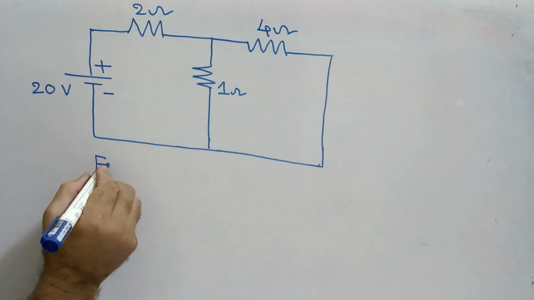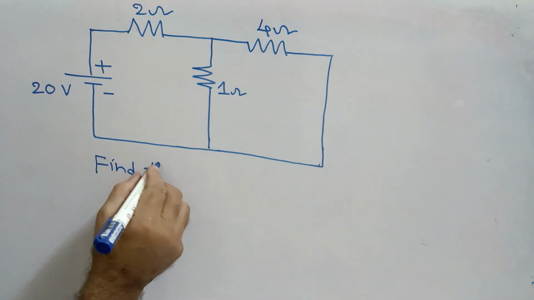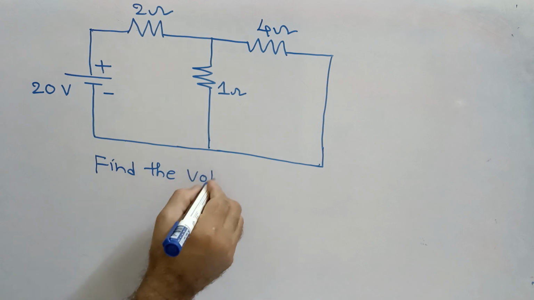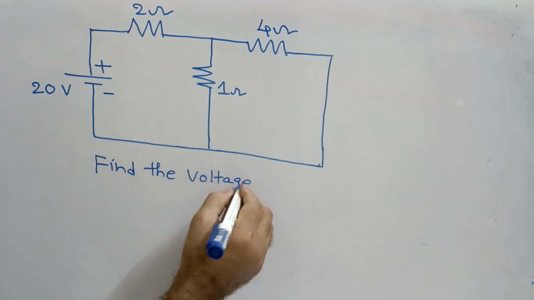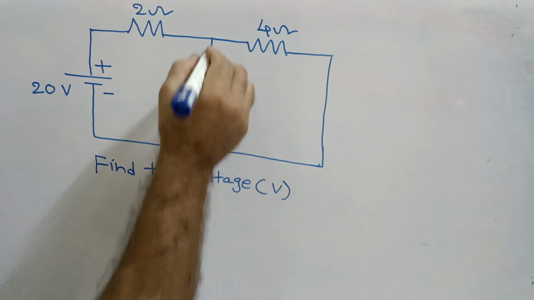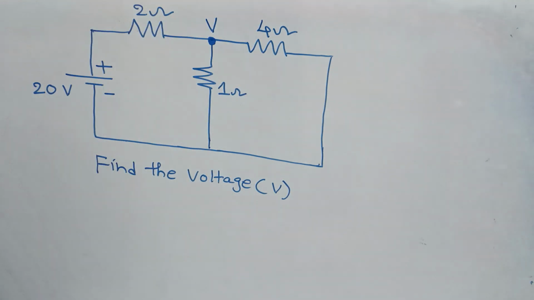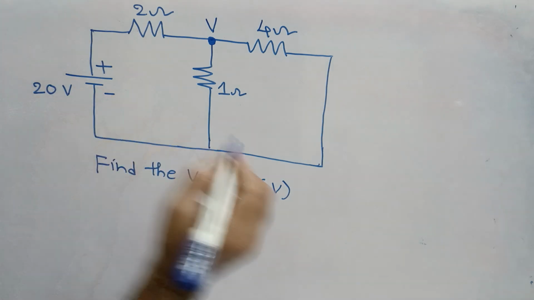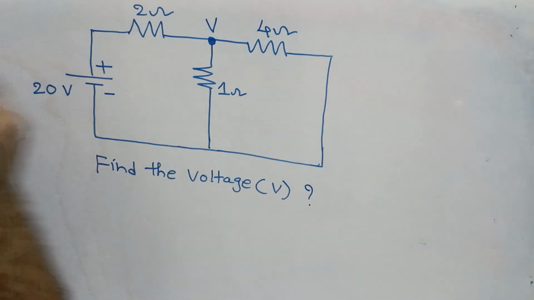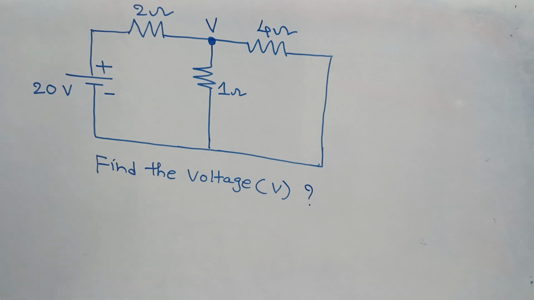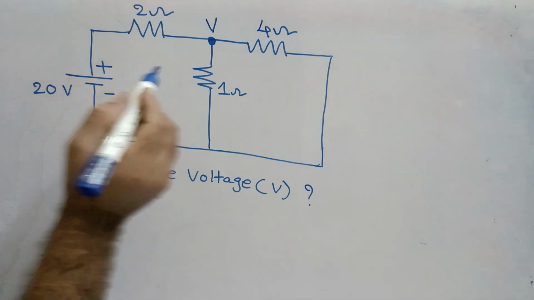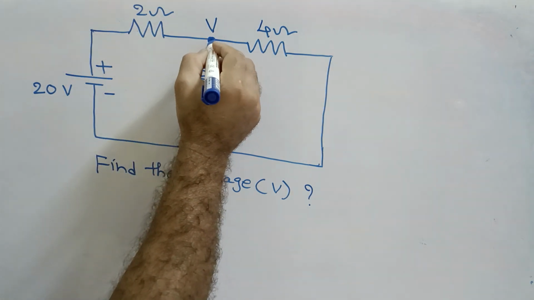Find the nodal voltage. Find the voltage V, which is the voltage at this node. We have to find the voltage V. This is the question. To find this particular voltage, for your information, this is the node.